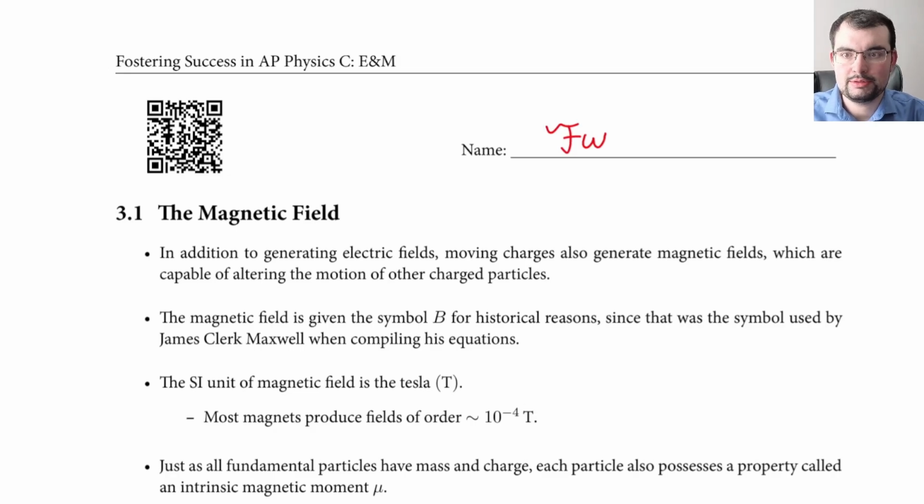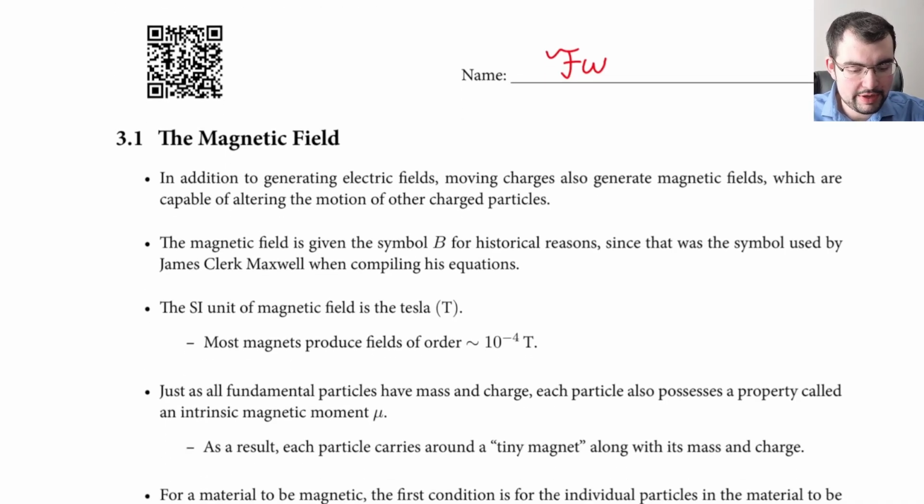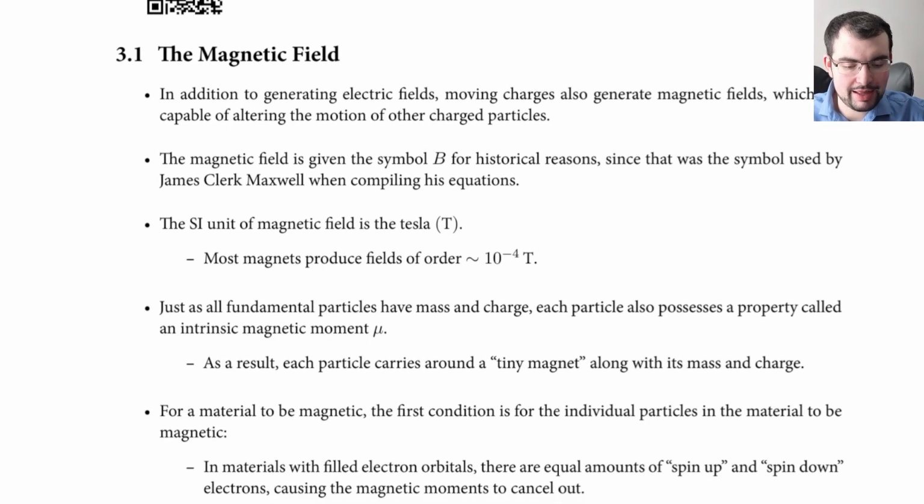All right, now let's move on to magnetism. So, to begin, we're just going to talk about this object known as the magnetic field. We know that stationary charges generate electric fields, which can influence the motion of other charged particles. But it also turns out moving charges are sources of a new field called the magnetic field.